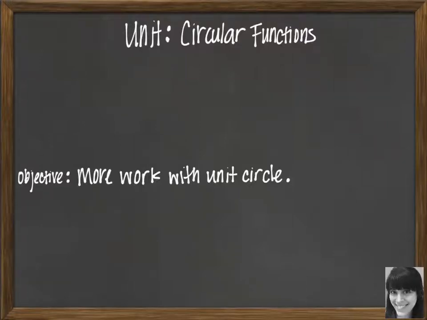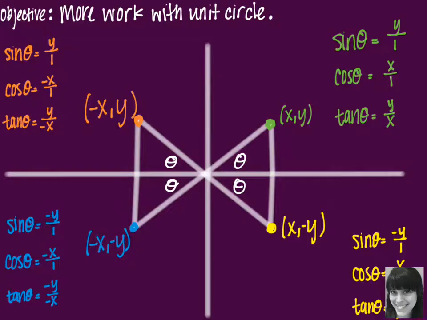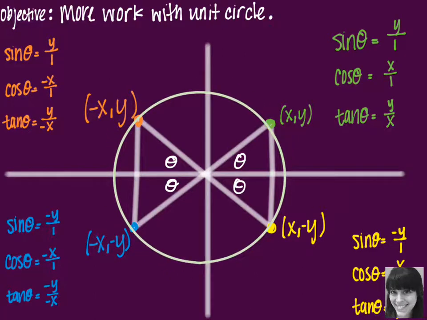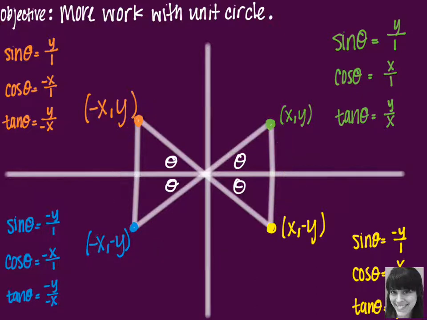Alright guys, this is circular functions. Basically we're going to be doing a little bit more with the unit circle. So this next page is just a huge diagram, right? But the important thing to note is that all of these are supposed to be on the unit circle, which I'm not very good at drawing, but I tried. So imagine that all of these points are on the unit circle, okay?